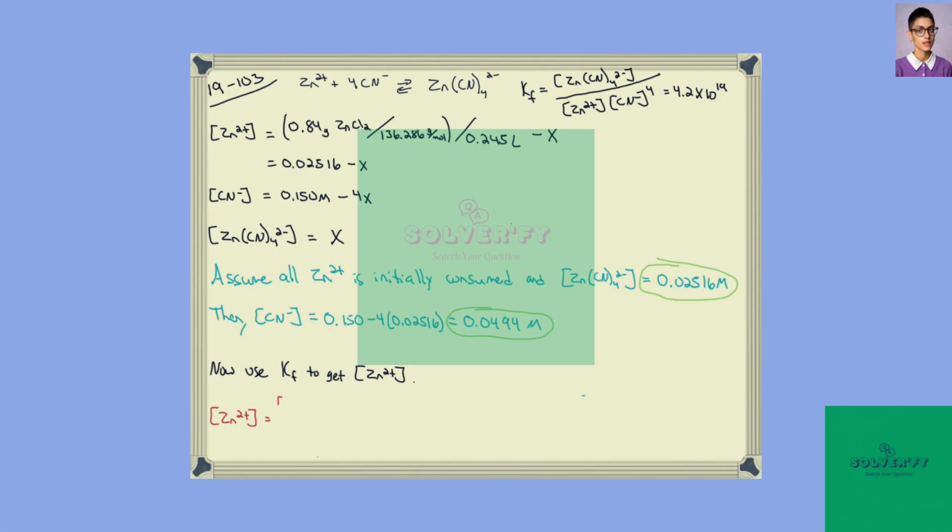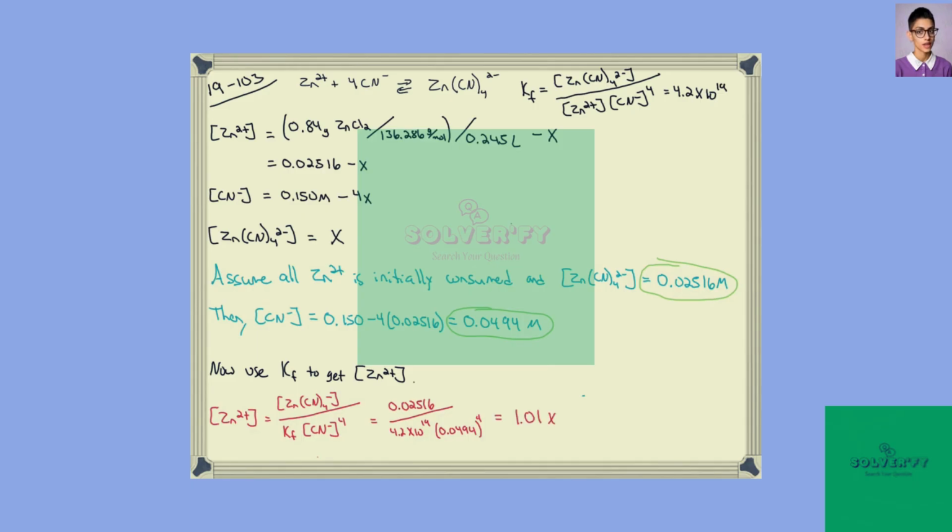If we rearrange this expression up here, then zinc will be equal to the complex ion concentration divided by Kf divided by the cyanide concentration raised to the fourth power. We know the complex ion concentration. We just calculated it here. We know the Kf value. It was given to us here. And we know the cyanide concentration. We just calculated it here. We'll make sure we raise that cyanide concentration to the fourth power.